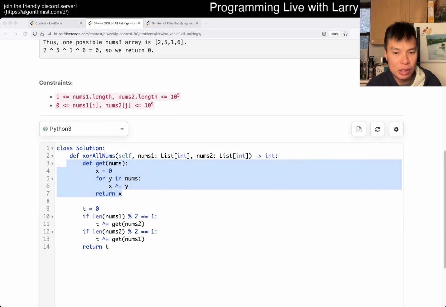Anyway, that's all I have for this one. Let me know what you think. Let me know how your process was for this problem, and you could watch my process a little bit during the contest now.